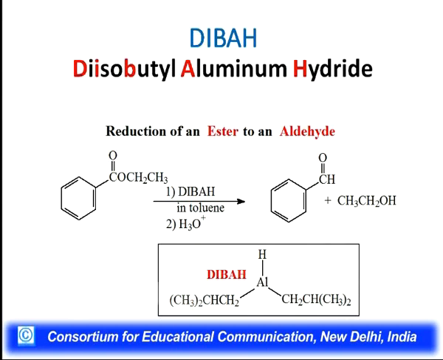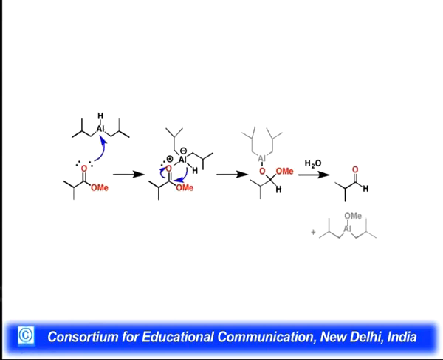Now, this is a strong reducing agent, but because of the presence of these two isobutyl groups, it is sluggish. It has too much baggage with it, and it does not want to continue further. That is, it does not want to reduce this aldehyde further to an alcohol. So how does the reaction proceed here?